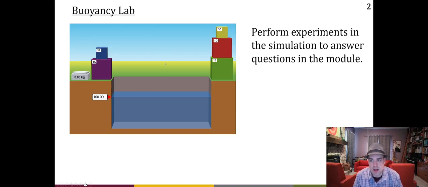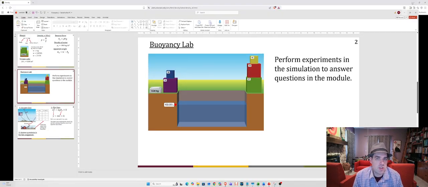So in this lab, we're going to use this simulation, and we're going to be picking up blocks that I'll show you in a minute. And then you're going to answer questions along the way in the module. So pull up those questions first, and then you can go to the simulation and go down one by one. It'll walk you through the experiments that you're going to be doing in order to answer those questions. So let me show you what that looks like.